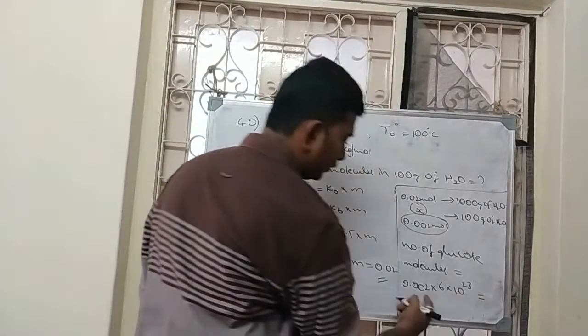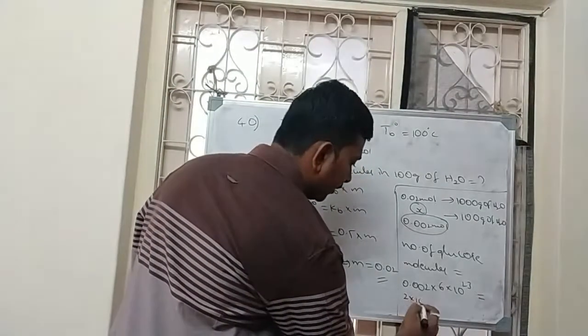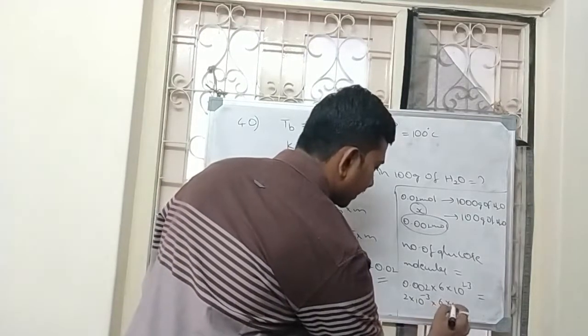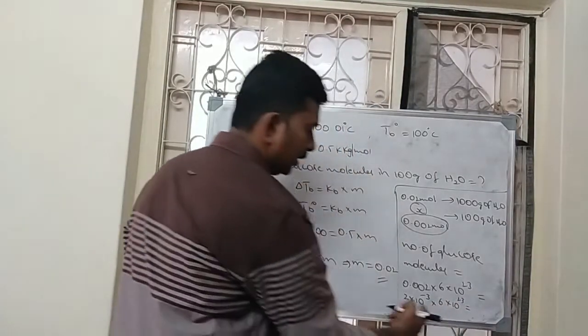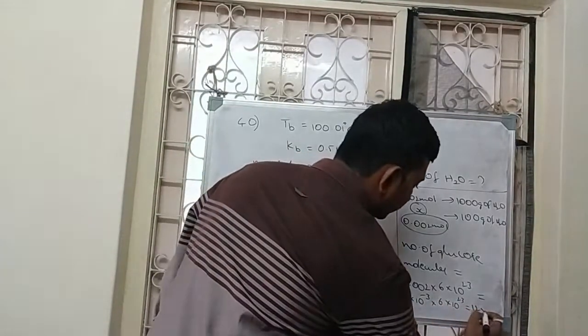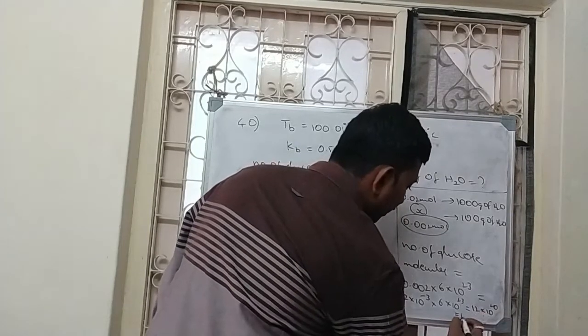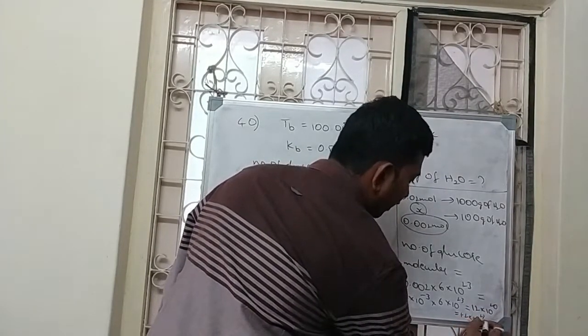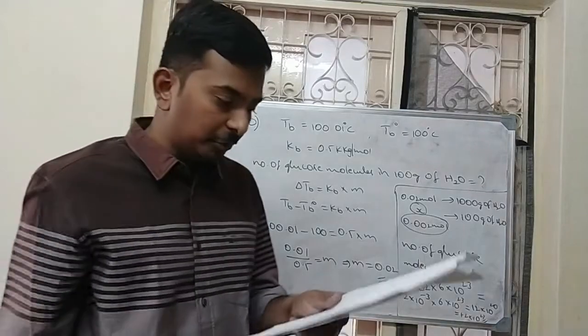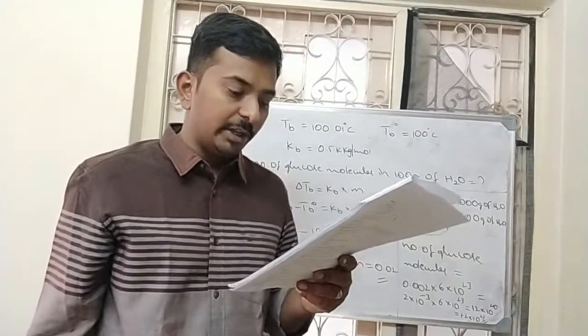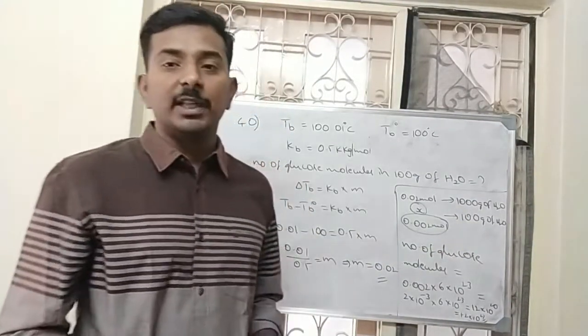So this is 2 into 10 power minus 3 into 6 into 10 power 23, which is 12 into 10 power 20. That is 1.2 into 10 power 21. So 1.2 into 10 power 21, and option D will be the correct answer.